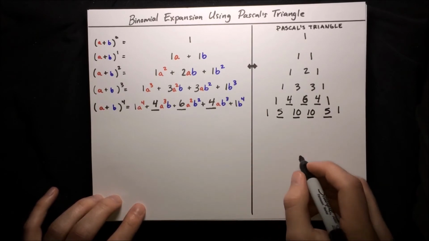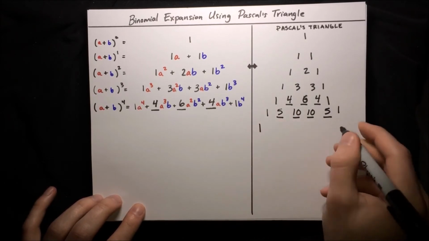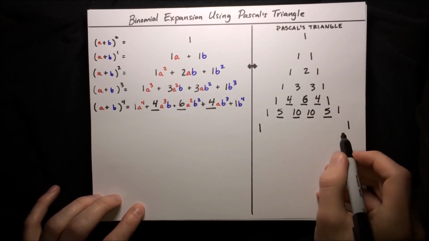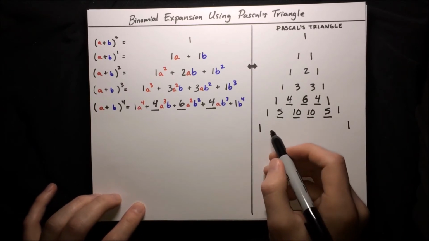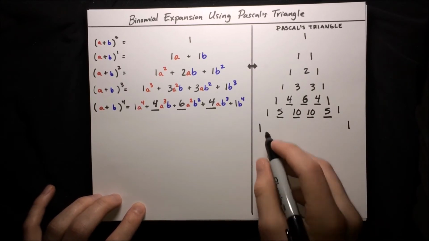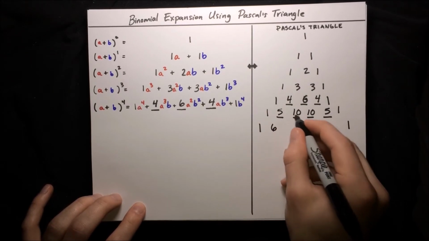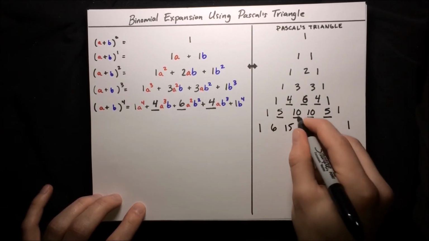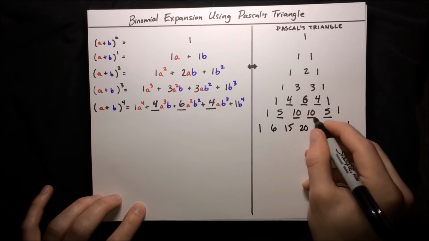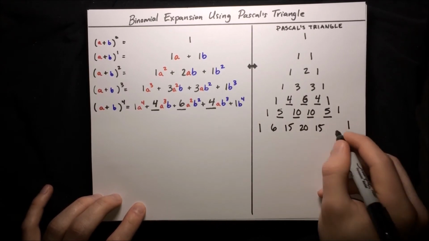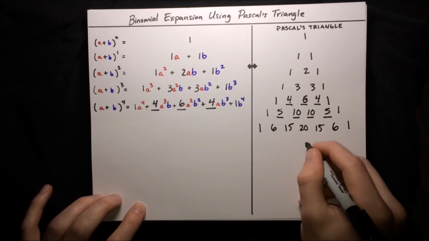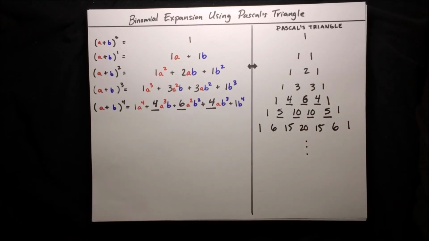And we could keep on going on and on, continuing forever until we want to or need to stop. We could go on as long as we want. So the next row, for example, would be 1 plus 5 is 6, then 5 plus 10 is 15, 10 plus 10 is 20, 10 plus 5, 15, 5 plus 1, 6, and yeah, we could just keep on going on and on.